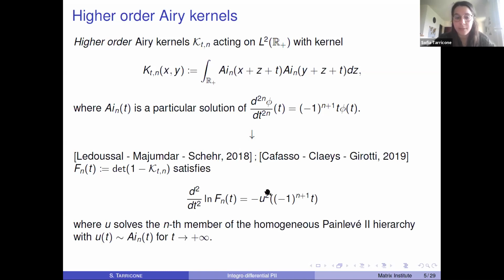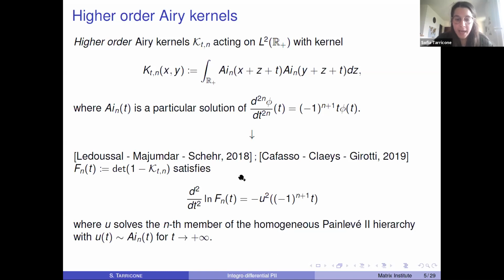And this time the Fredholm determinant is related to a function u that is a particular solution of the nth member of the homogeneous Painlevé II hierarchy with a prescribed boundary condition. Actually, this formula was already given in this other paper by Le Doussal, Majumdar, and Schehr in 2018, where the authors described through this kernel some relevant statistical quantities for a model of fermions at zero temperature in a harmonic trap. The only difference is that in their case, the function on the right-hand side solves a system of Hamiltonian equations that for the first members actually coincide with the first members of the Painlevé II hierarchy. But the equivalence between the standard homogeneous Painlevé II hierarchy and the Hamiltonian systems for generic n is still an open problem.